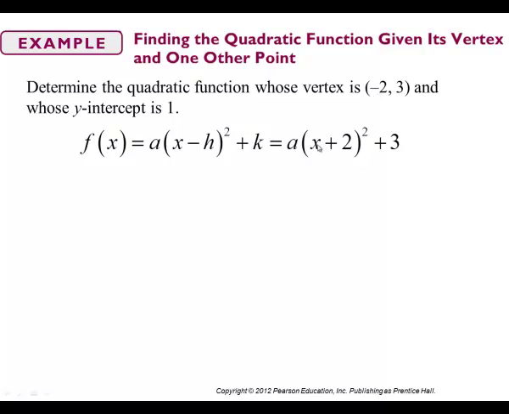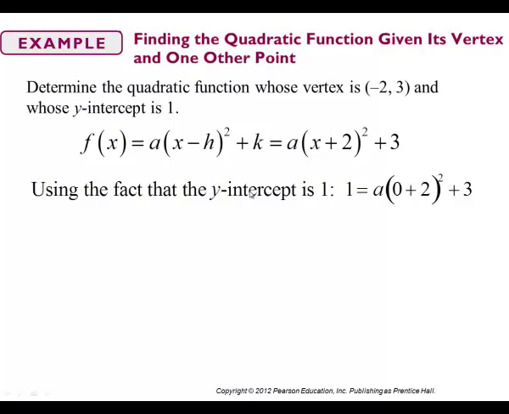When we plug the negative 2 back in, x minus negative 2 becomes a plus. And now the y-intercept, we're going to put the 1 in for the f of x and the 0 in for x. And now we can solve, because 0 plus 2, that's just 2, and 2 squared is 4. So we've got 4a plus 3 equals 1. So we apply minus 3 to both sides, get negative 2, and then divide by 4. So negative 2 over 4 is negative 1/2. So our a is negative 1/2 here.